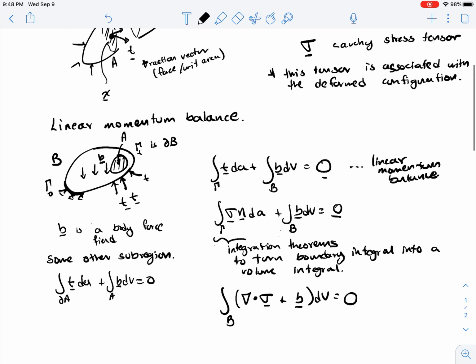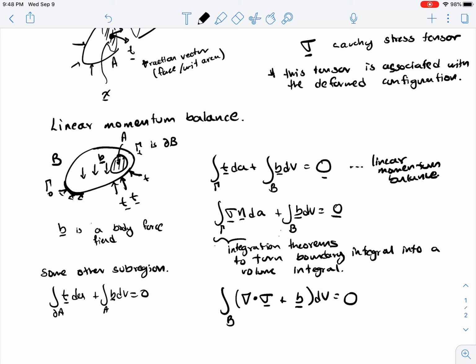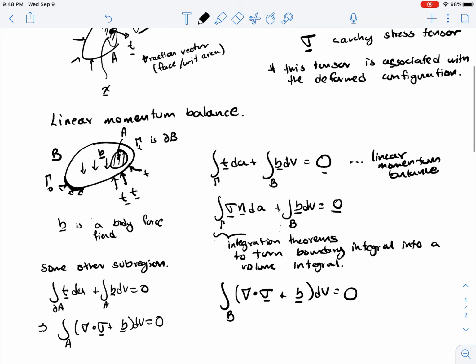Because if you remember any statics classes that you have done, you can always do a free body diagram for any sub part of the system. So this would lead to the same type of statement, where we will have an integral over A of divergence of sigma plus B dV equals 0.